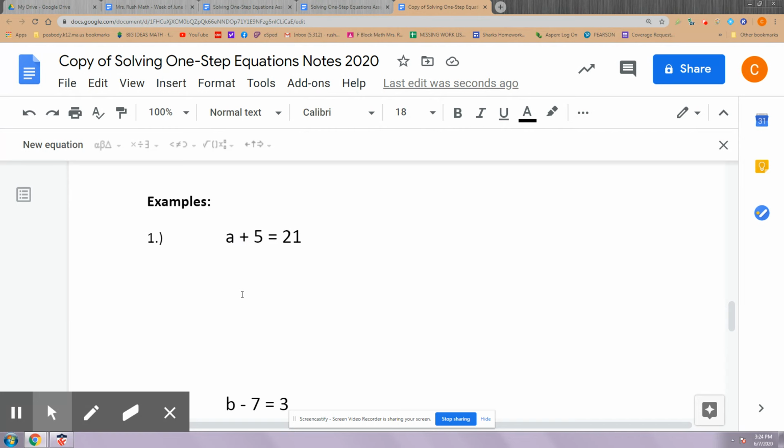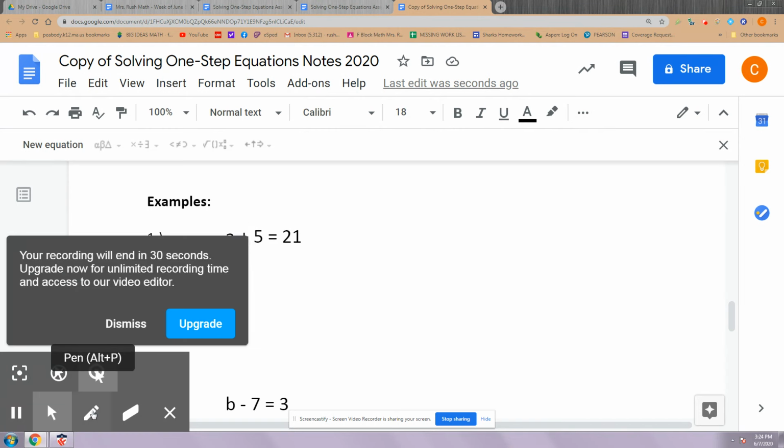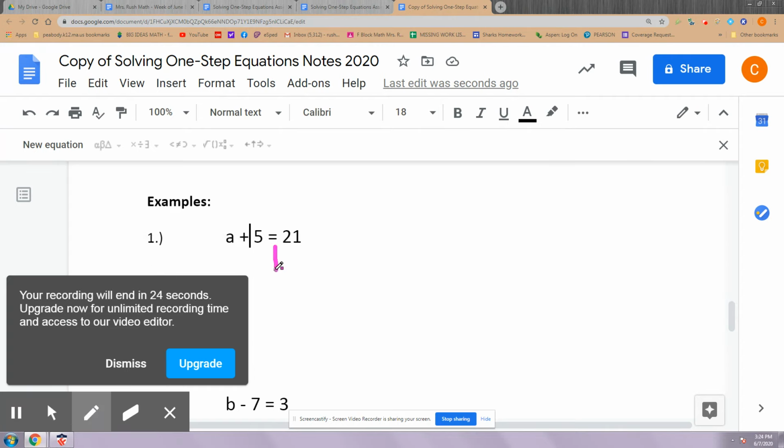Okay? I just want to show you what I usually do when I solve these. And you don't have to do this, but I usually draw a little line from the equal sign, like a little river, to separate the two sides of the equation.